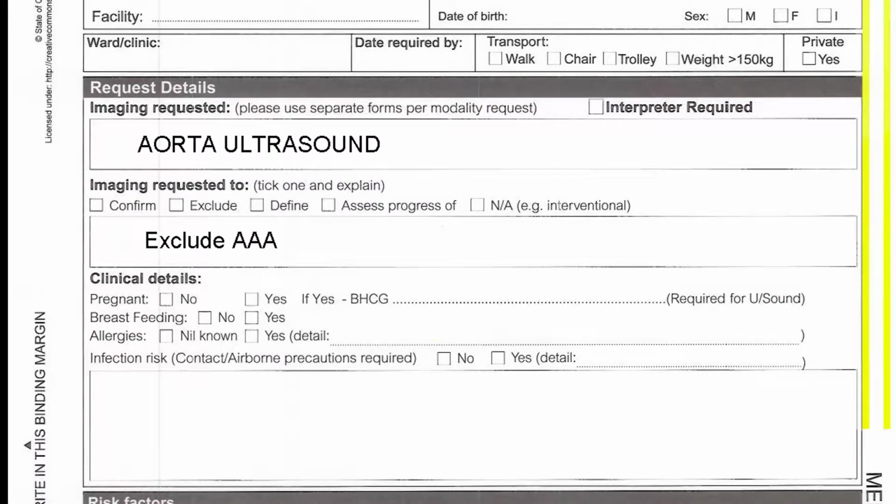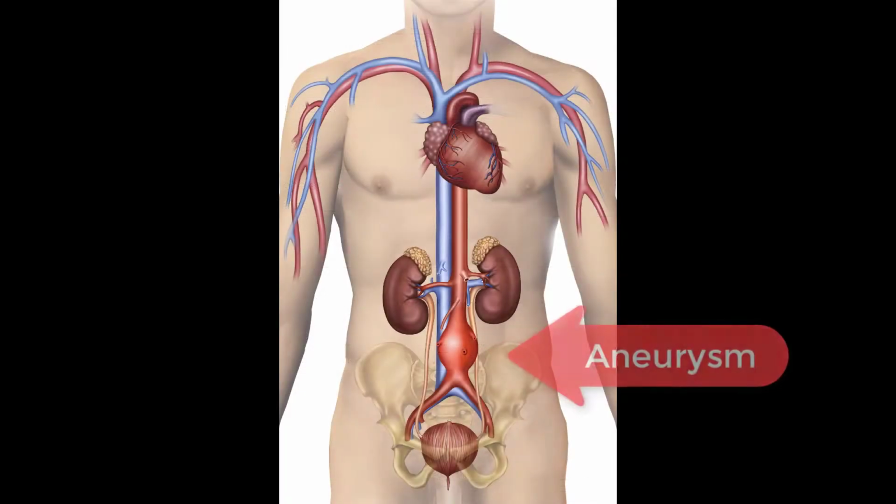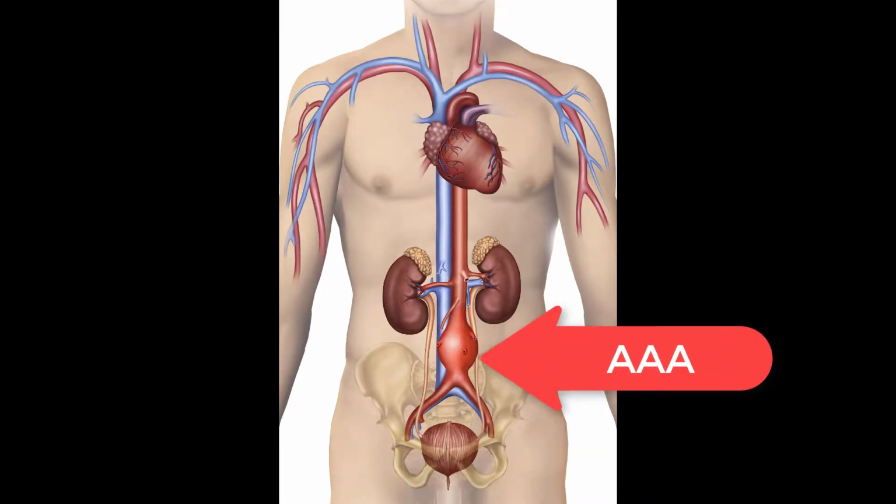The main request we get to scan the aorta is to look for an aneurysm. An aneurysm is a dilation of the aorta. A sonographer will look for enlargement of the aorta within the abdomen, and if found, this type of aneurysm is called an abdominal aortic aneurysm, or to use sonographers' terms, a AAA.